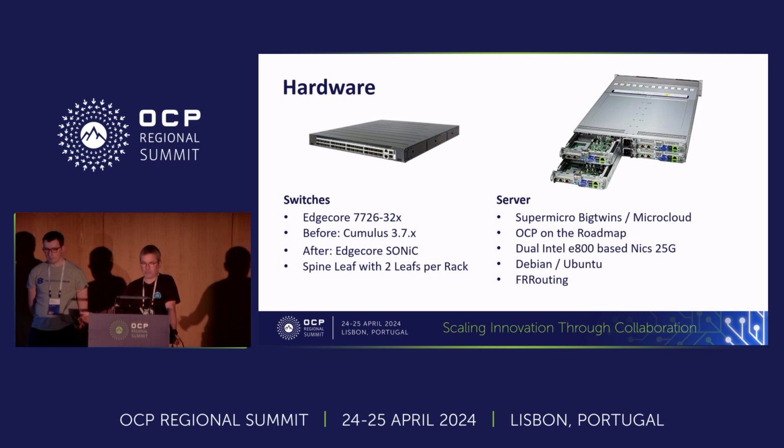And the servers are vanilla Supermicro x86 machines. All of them with the same NIC from Intel actually, and we deploy Debian most of the time. For some reasons also Ubuntu, and we always use FRR routing for the machine-side networking because we use routing to the host with BGP unnumbered. So this was a very important decision right from the beginning, which we will never go back on.